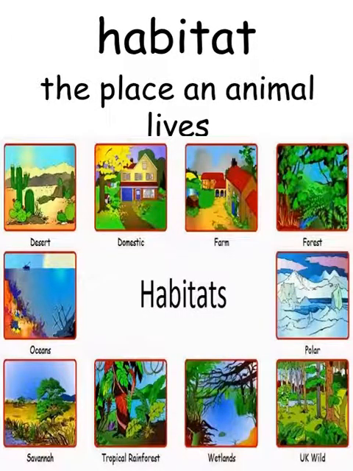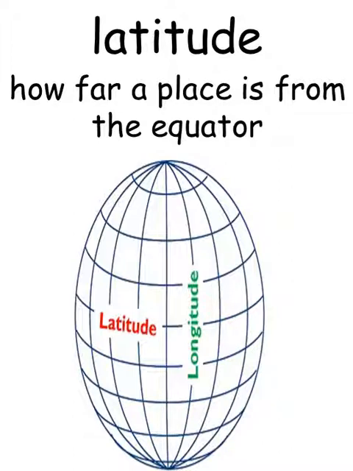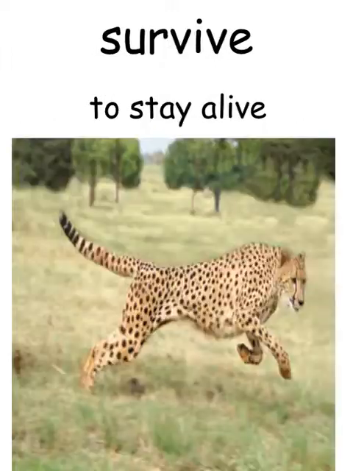Habitat. Habitats are the places that animals live. Hibernate. Hibernate is when an animal sleeps through the winter. Latitude is the measure of how far a place is from the equator. Survive. To survive means to stay alive.